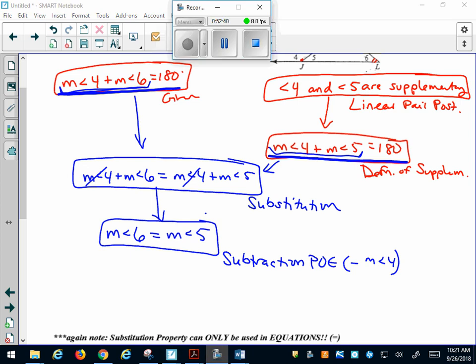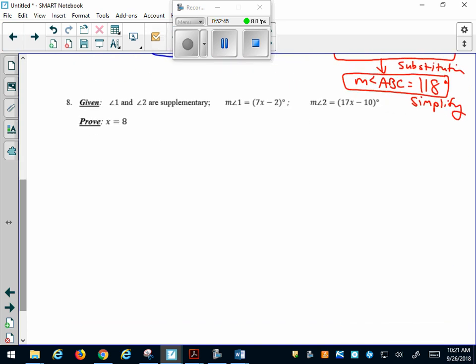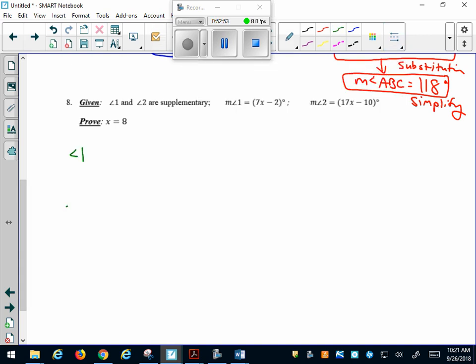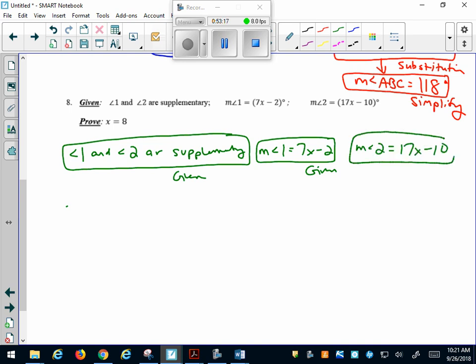Okay, now I'm just going to go back to that proof that we skipped down here and do this out so that you have it if you need to refer to it. So here we have angle 1 and angle 2 are supplementary. That's one given, gets its own box. And then measure of angle 1 equals 7x minus 2, also given. And measure of angle 2 equals 17x minus 10, also given.